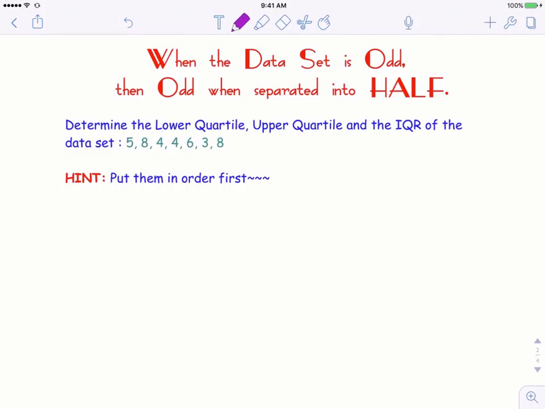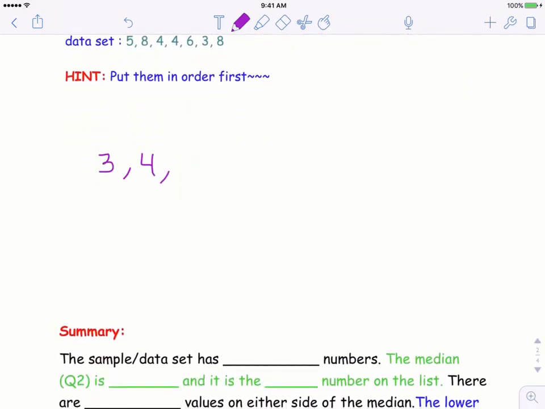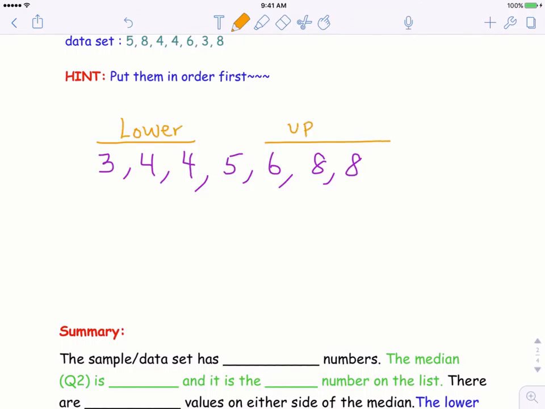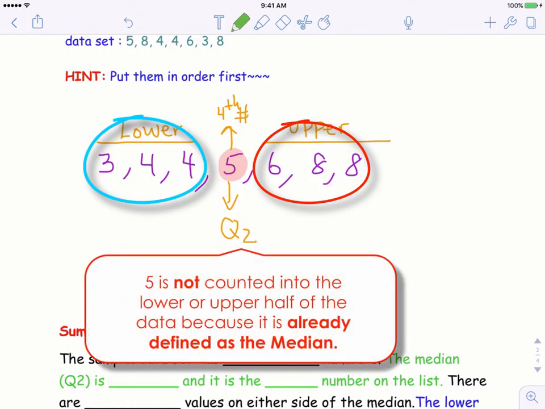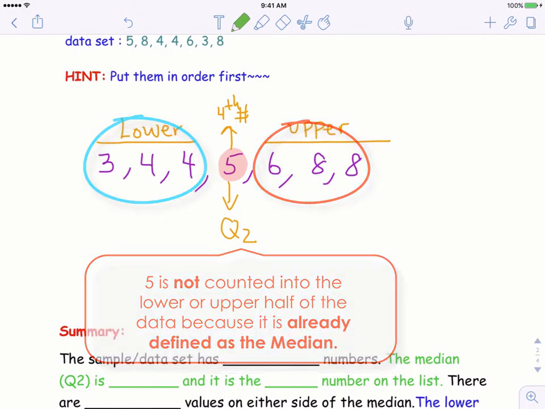Now, let's try out some examples. In the first example, we are asked to determine the Q1, Q3, and IQR of the dataset that consists of 7 numbers. The first thing we need to do is to put them in order. Now, let's begin by separating the data into half, which makes 5 as the median, or Q2, and it is the 4th number on the list. There are 3 numbers on both the lower and upper half of the dataset. As 5 is defined as the median, it will not be counted into any part.